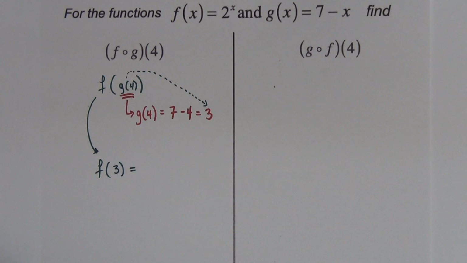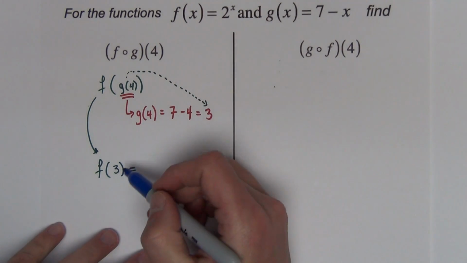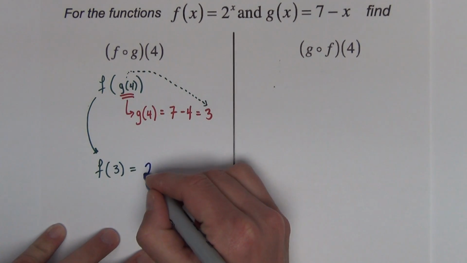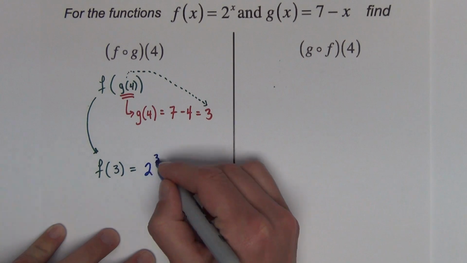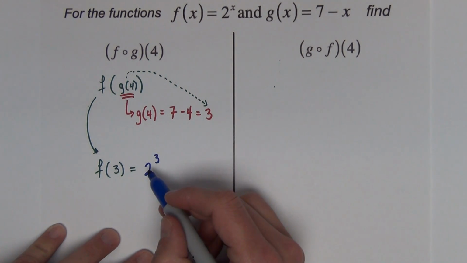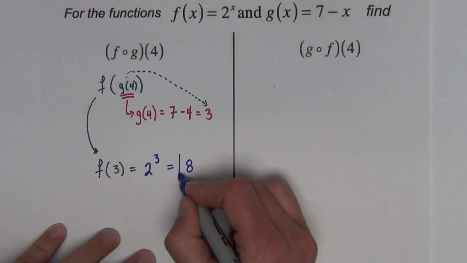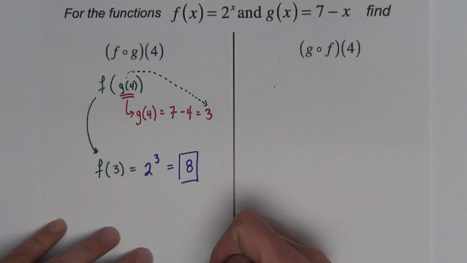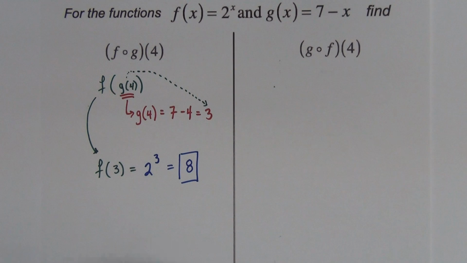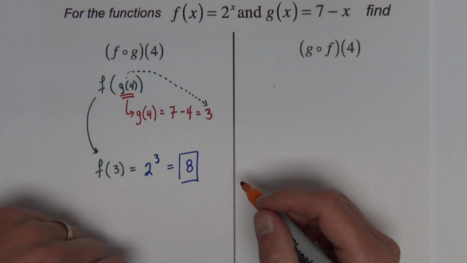And how do we find f of 3? Well, we all know how to do that. We put 3 in for the x in the f function. 2 to the 3rd is computed to be 8. And that's our answer. Notice that the answer to this problem is not a function that has x's in it. The answer to this problem is just a number, because we've evaluated our function at a number. We're going to get a numerical value out.